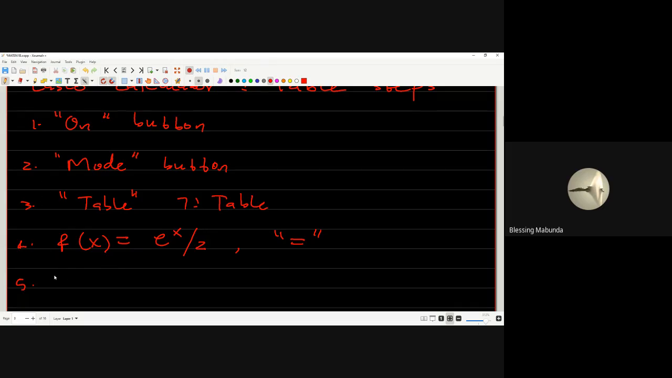And it's going to prompt you for start. So we can start from 0. We can end at 1. And we can use steps of 0.3.